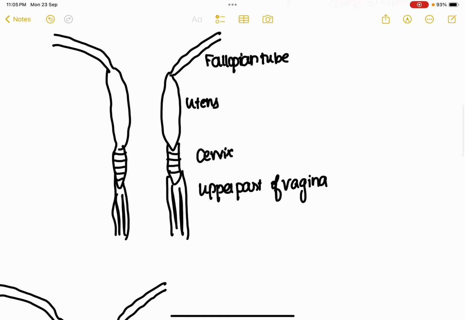Let me show an image. This is the result of one Mullerian duct and this is the result of the second Mullerian duct. This is going to be the right side and this is going to be the left side.